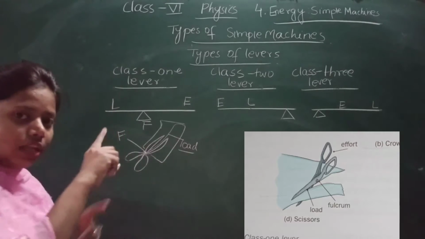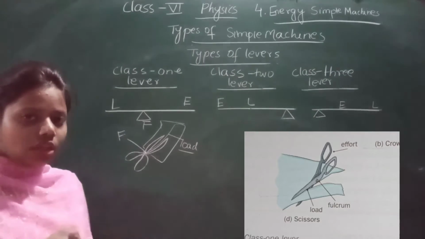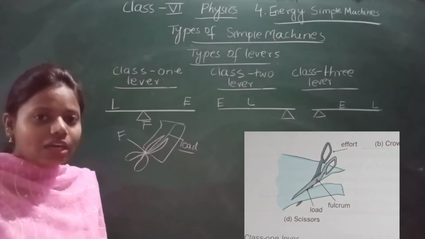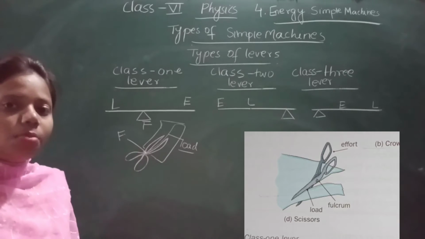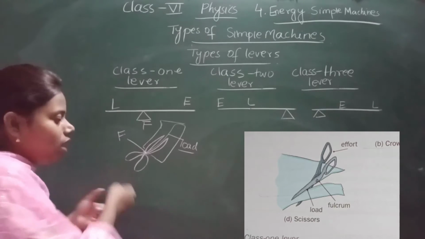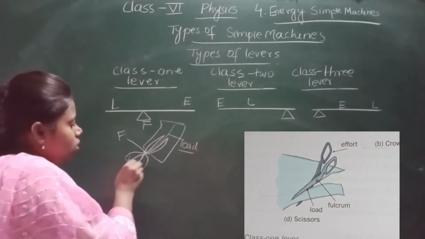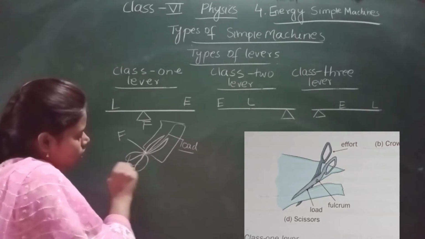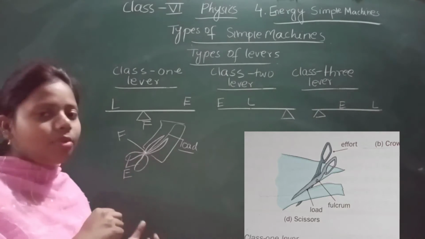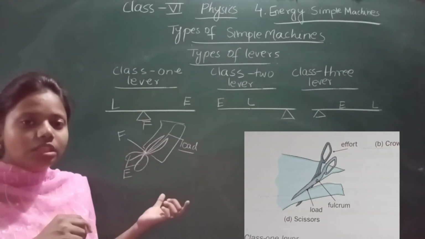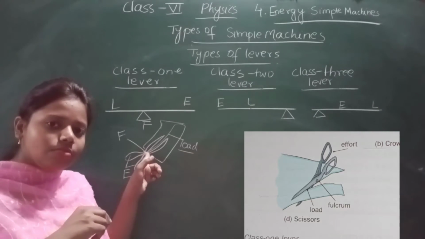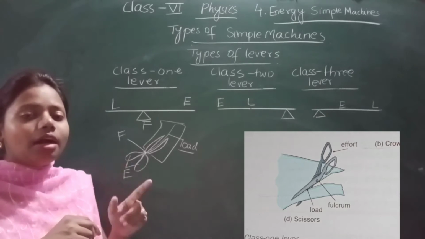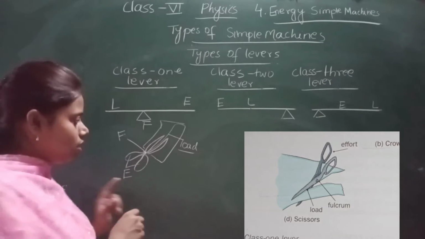What I said in the load definition: the object which needs to be lifted, cut or moved. So in this case we are cutting the object, so this object becomes a load. And we are applying the force, so that force is becoming the effort. So here we will apply the effort. So this is an example of a first class lever. In first class lever you see the fulcrum is in the middle. Even the crowbar is an example of a first class lever.